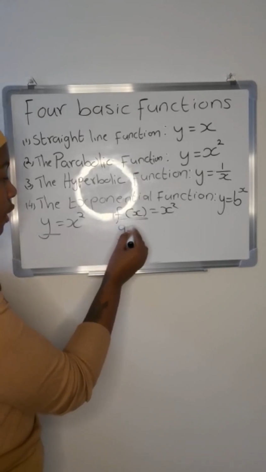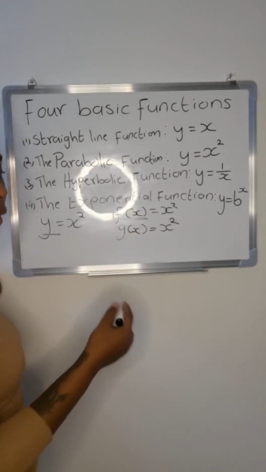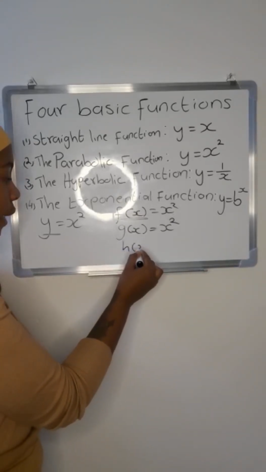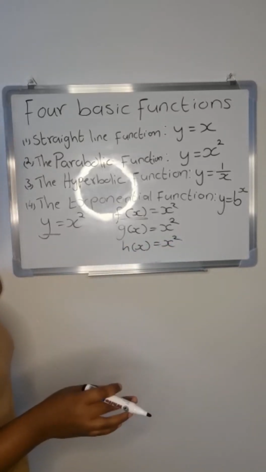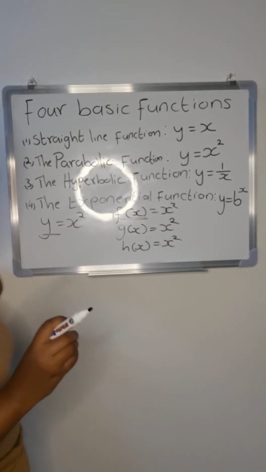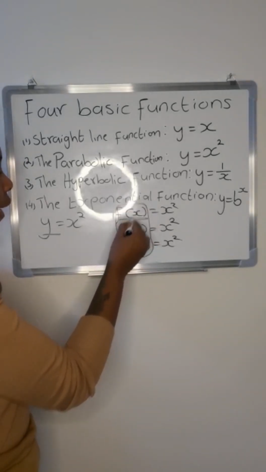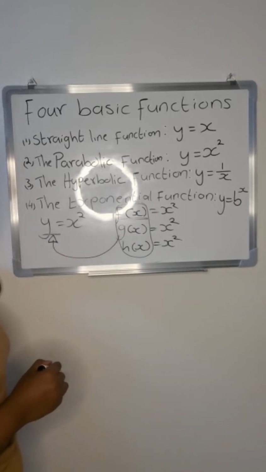Or we can use g of x is equal to x squared. This is just another way of labeling the function. Or h of x is equal to x squared. We can use any alphabet. But what I want us to understand is that this f of x, g of x, h of x, they are all the same as y.